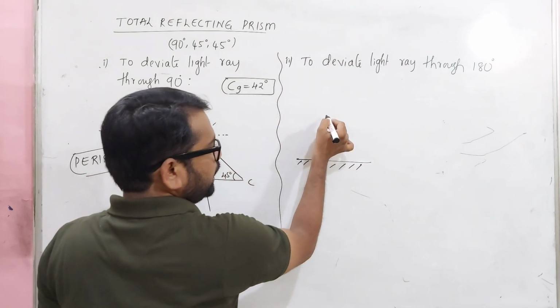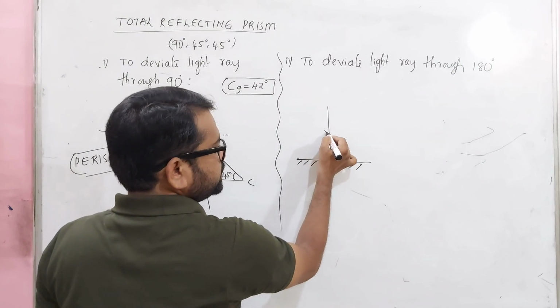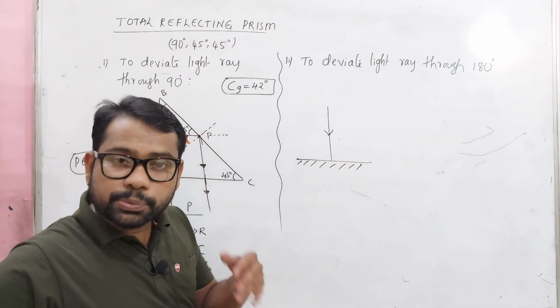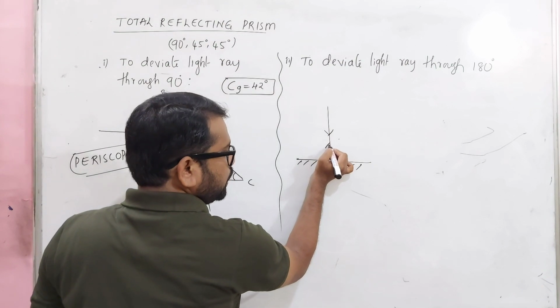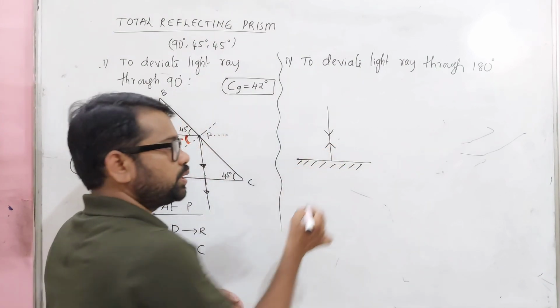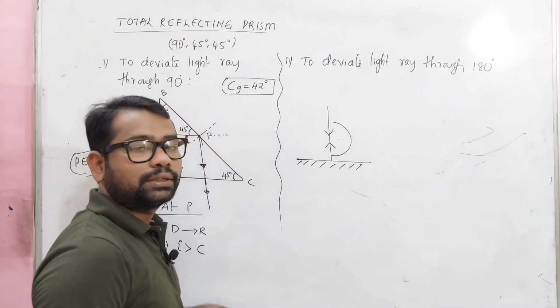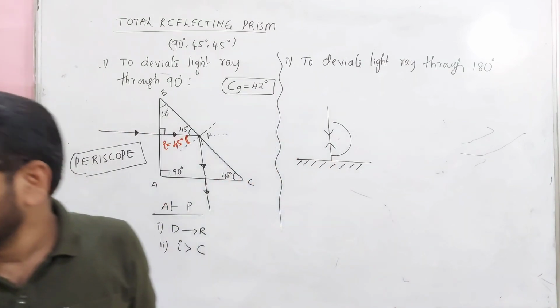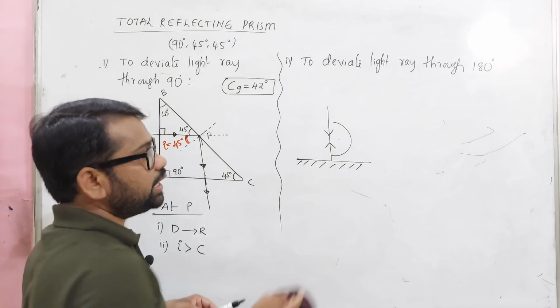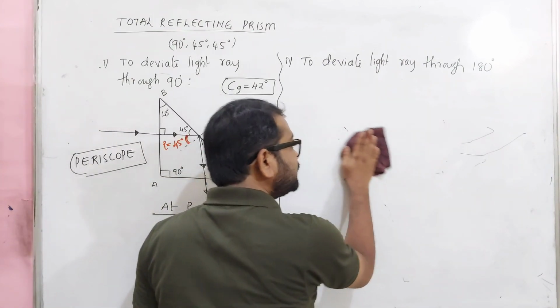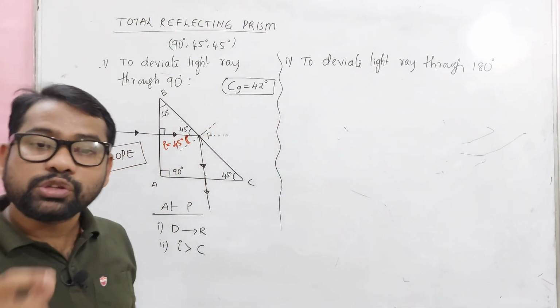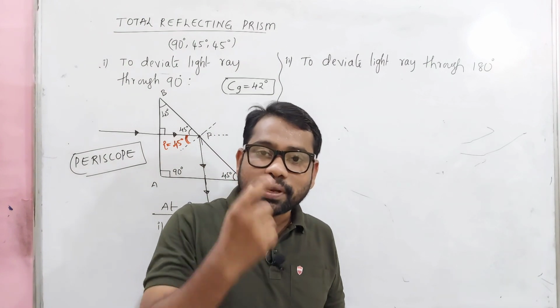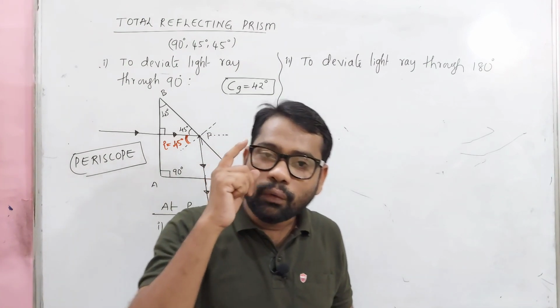If any light ray is incident normal to its surface, then what will happen? Its path is retraced. So it will again bounce back in the same medium. So with what angle is the light ray getting deviated? It is 180 degrees. Similarly, dear children, to deviate the light ray through 180 degrees, other than a plane mirror, we use a total reflecting prism.